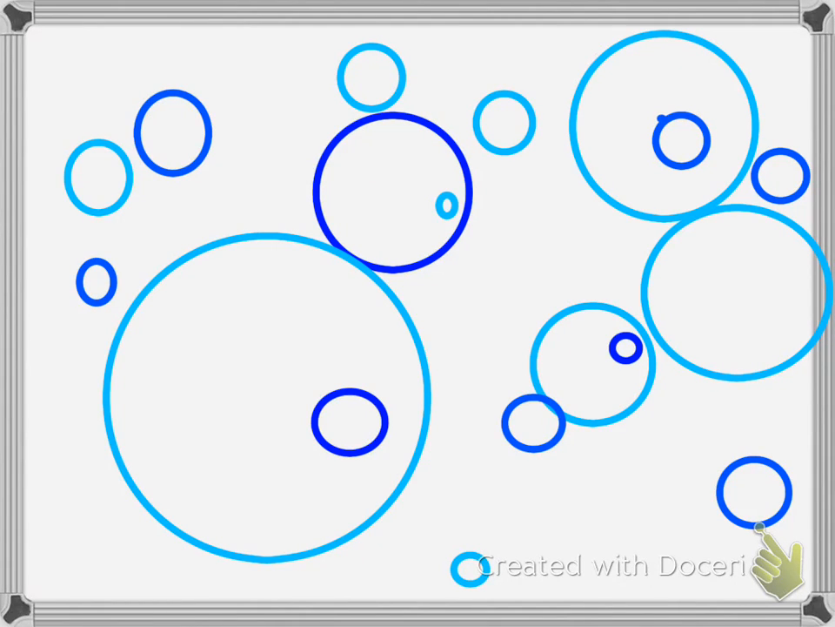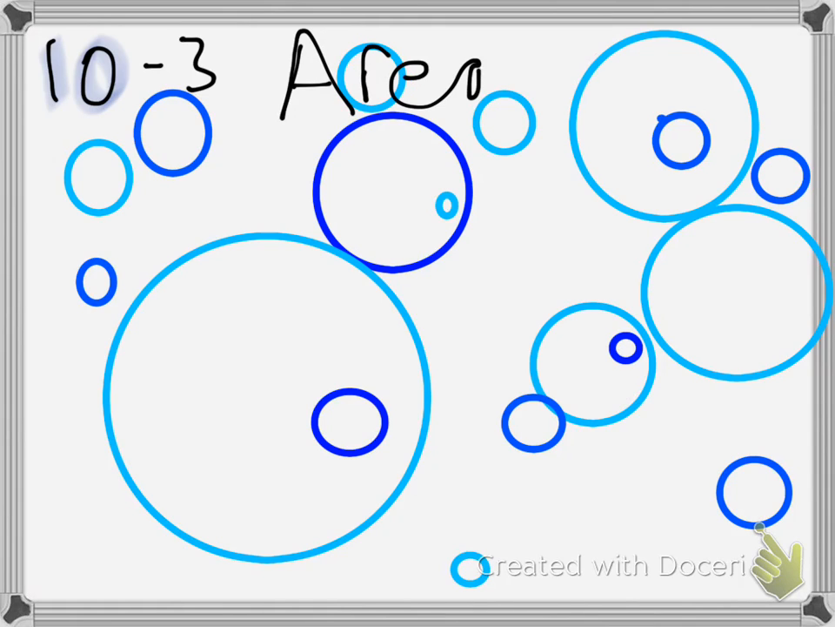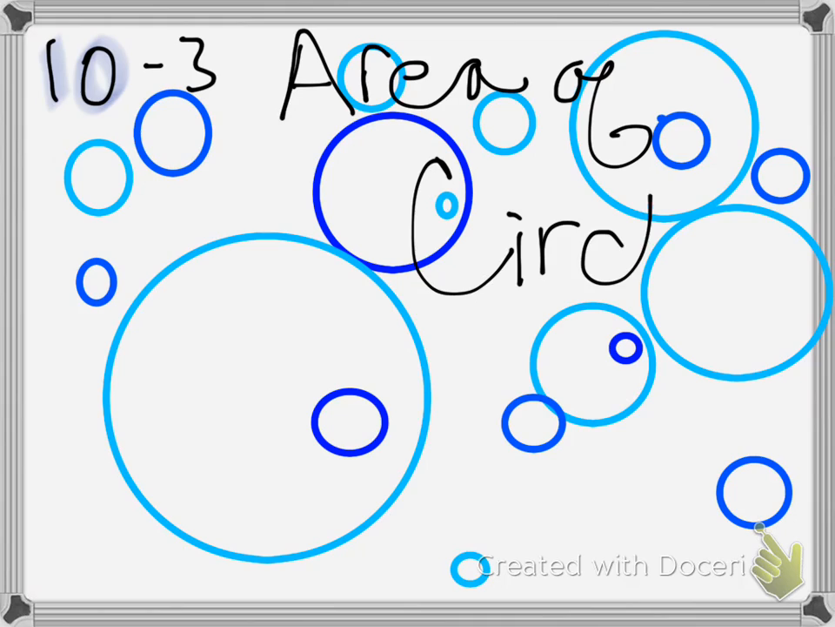All right, this is the beginning of 10-3. This section is the area of circles. Hence the ton of circles on the page, just for fun.